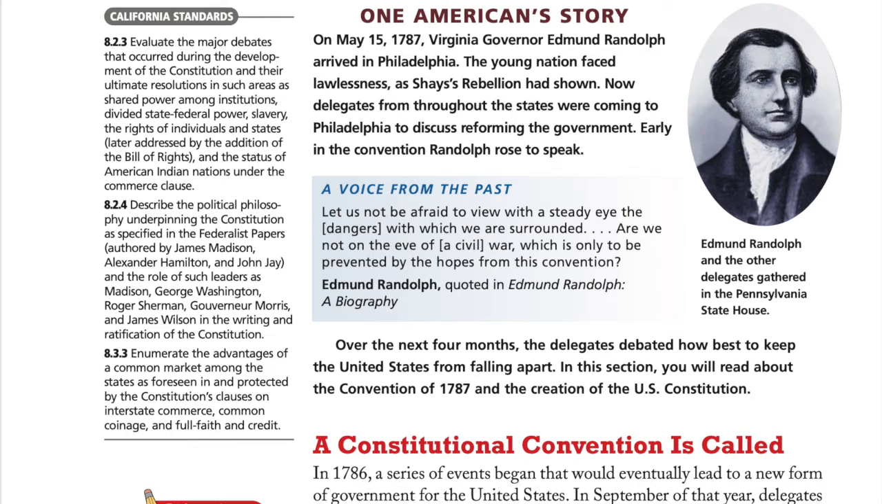One American story. On May 15, 1787, Virginia Governor Edmund Randolph arrived in Philadelphia. The young nation faced lawlessness, as Shays' Rebellion had shown. Now delegates from throughout the states were coming to Philadelphia to discuss reforming the government. Early in the convention, Randolph rose to speak.